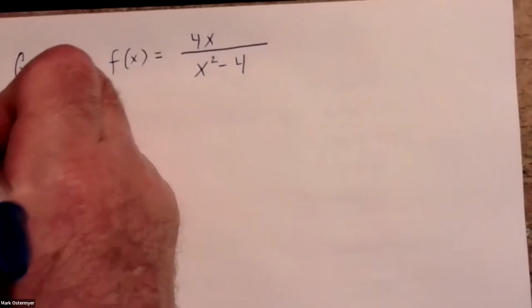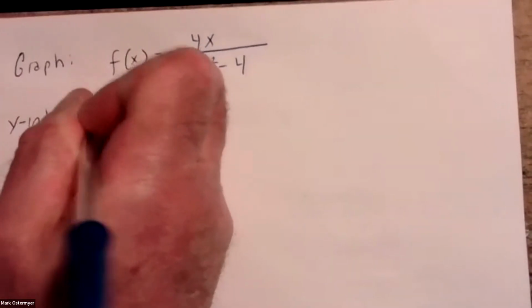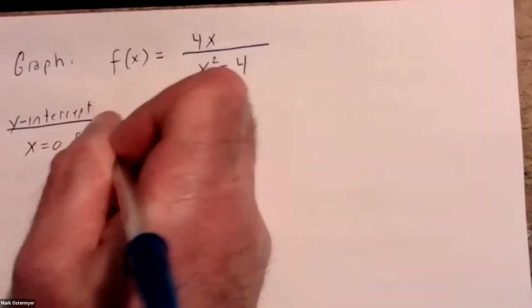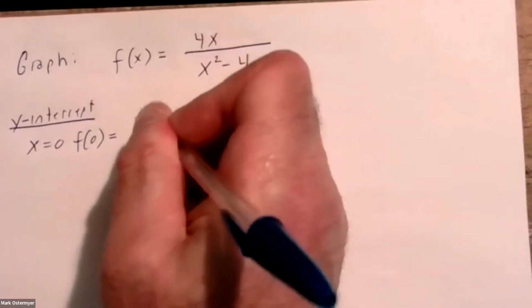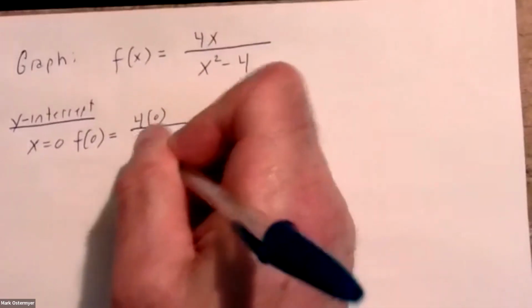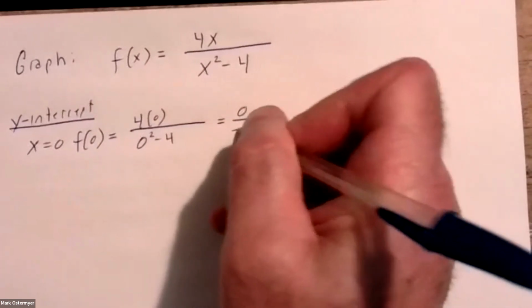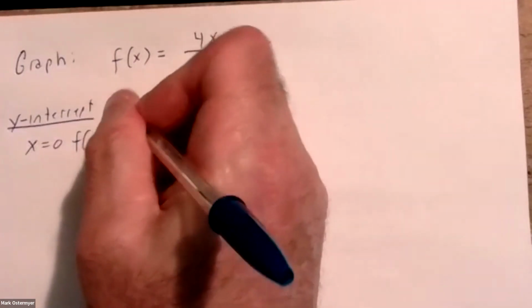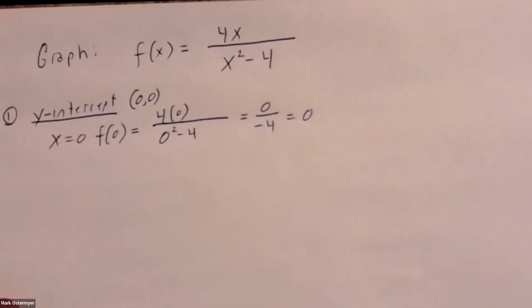Step number 1, is there any y-intercept? Well, to find the y-intercept, we always let x be 0. So therefore, f of 0 will be our y-intercept, should it exist. So we have 4 times 0 over 0 squared minus 4. That's going to be 0 divided by negative 4, which is 0. It does appear my y-intercept is the origin (0, 0). So it does have a y-intercept, it's the origin.